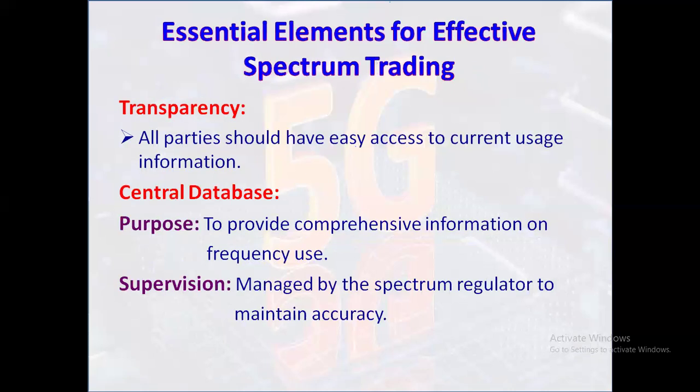Next, essential elements for effective spectrum trading. Transparency is a cornerstone of an efficient spectrum trading system. All stakeholders should have straightforward access to detailed information on current spectrum usage. Setting up a centralized database managed by the spectrum regulator is one way to achieve this. This database can serve as a one-stop resource for data on available frequencies, usage conditions, and rights transfer procedures, ensuring that all market participants operate on a level playing field with complete and accurate information.